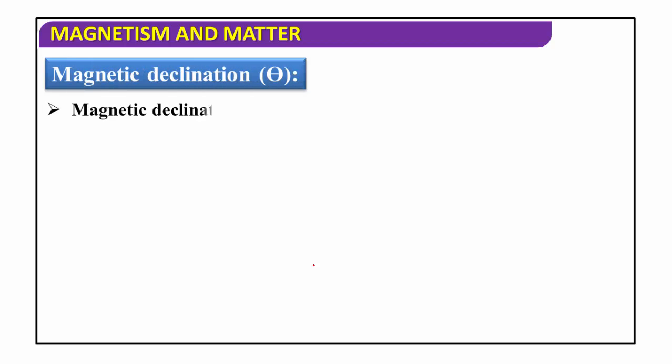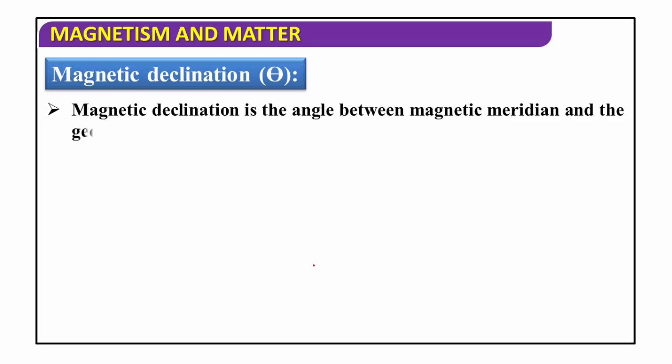Magnetic declination, what do we call it? It is the angle between the magnetic meridian and the geographic meridian.